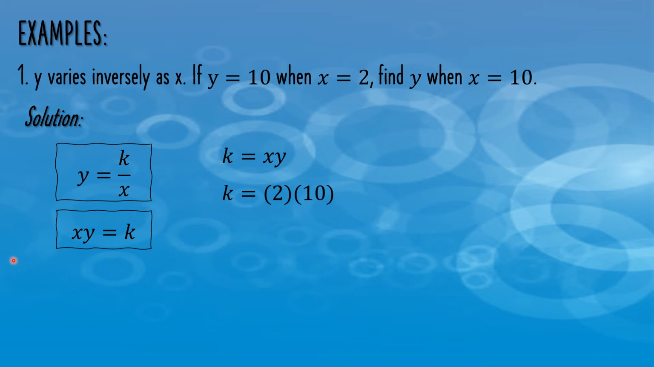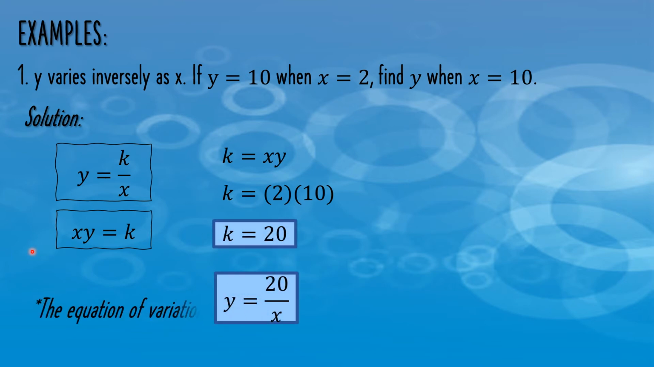And then, let us substitute. The value of x is 2 and the value of y is 10. So, that is 2 times 10. The value of k is 20. And the equation of relation is y equals 20 over x.